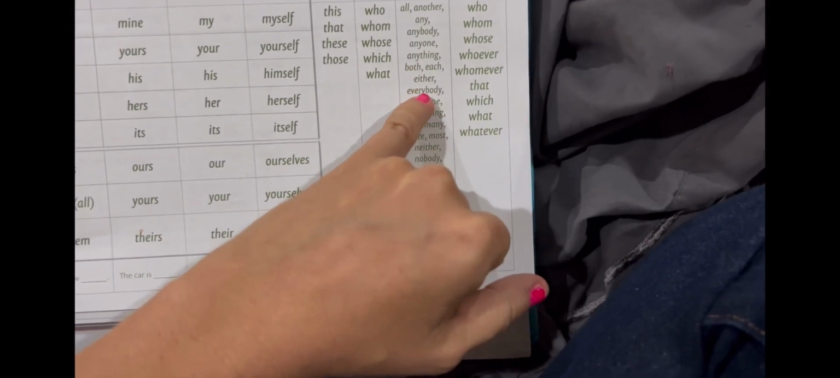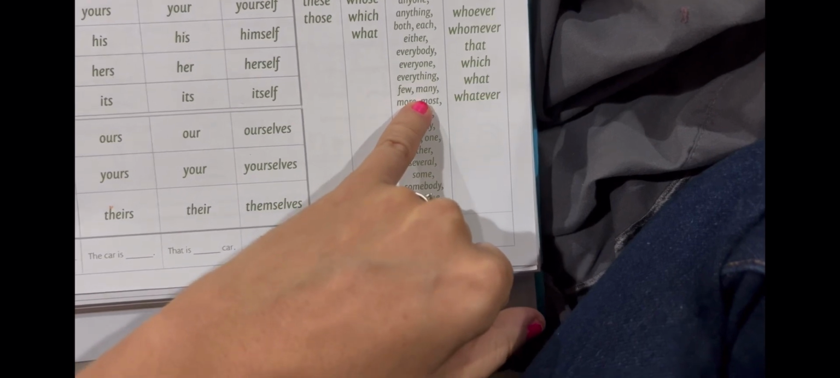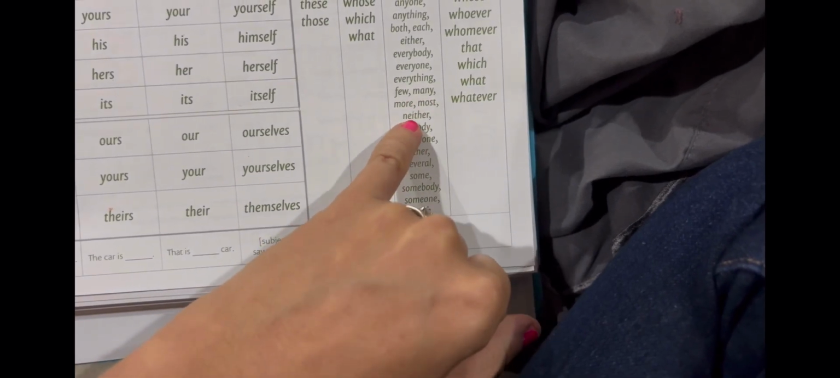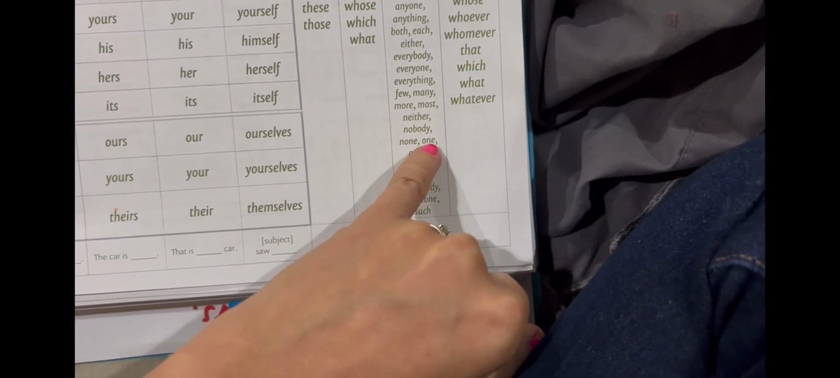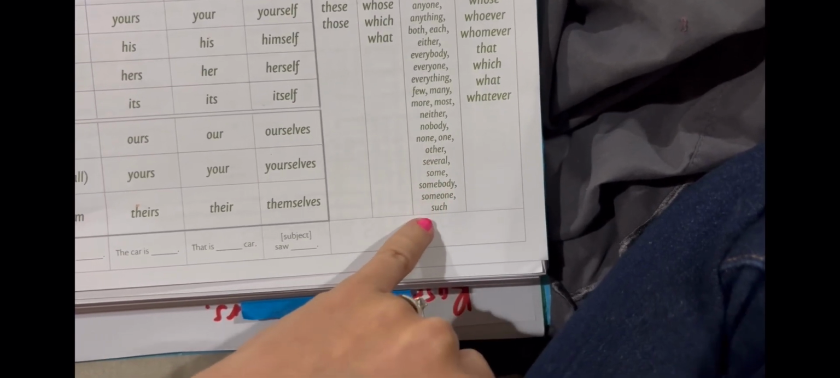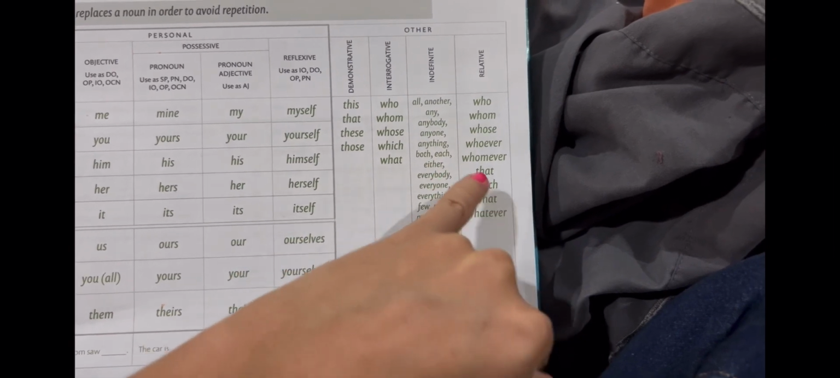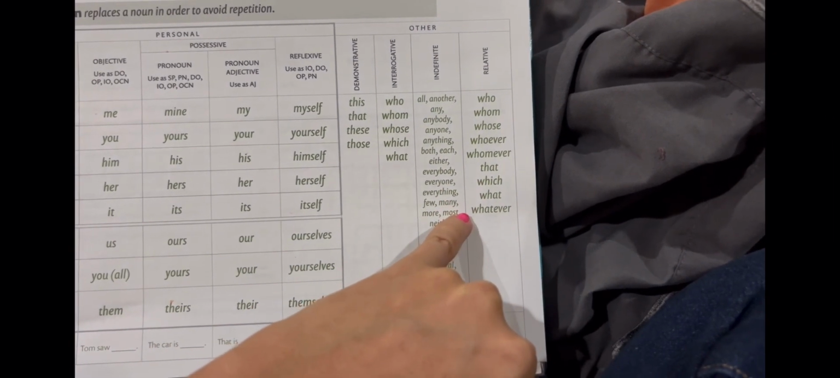Both, each, either, everybody, everyone, everything. Few, many, more, most, neither, nobody, none. One, other, several, some, somebody, someone, such. Relative pronouns. Who, whom, whose, whoever, whomever. That, which, what, whatever. Relative pronouns.